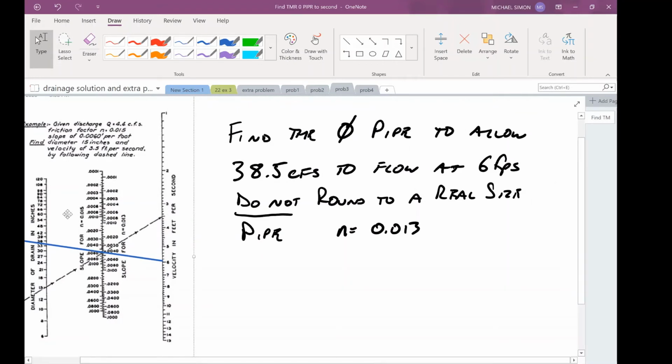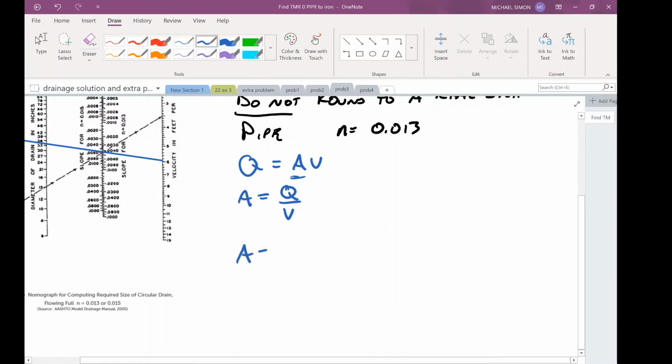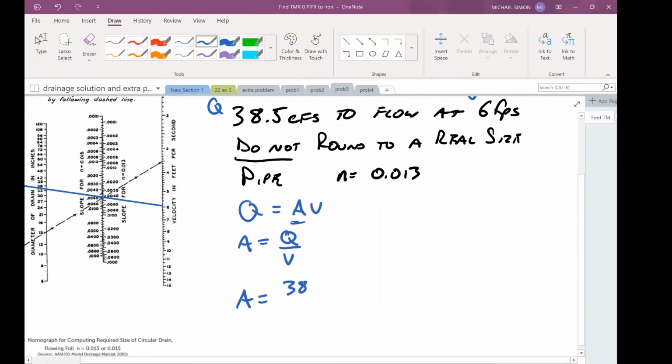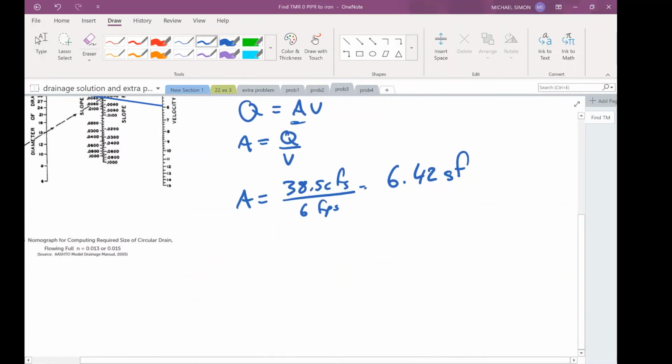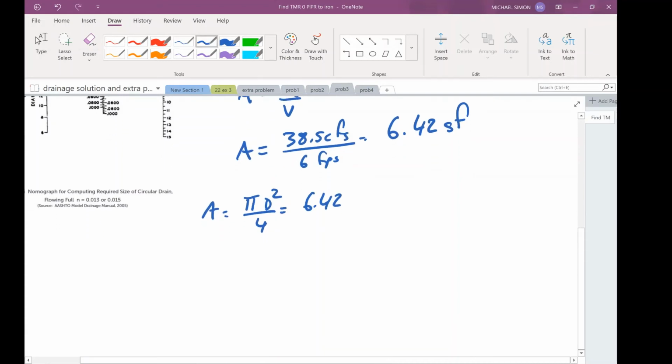All right. So here is Q. Here is V. Q equals AV. We're looking for area. So area will be equal to Q over V. My area will be equal to 38.5 CFS over 6 feet per second. 38.5 divided by 6, 6.42 square feet. Now I want that to be turned into a diameter. So pi d squared over 4, that's area. That's equal to 6.42.